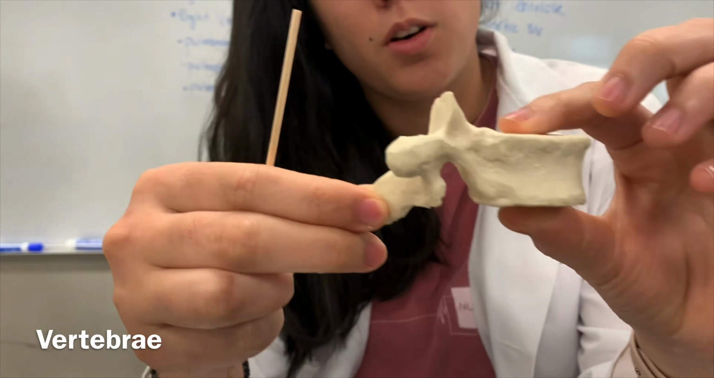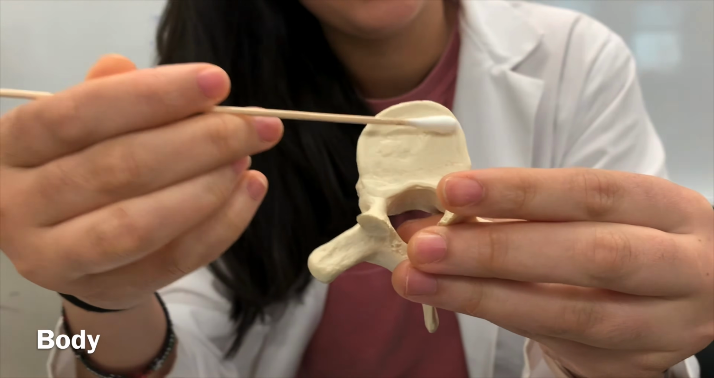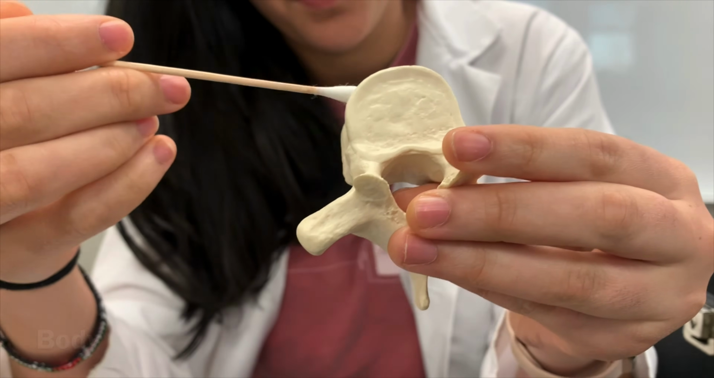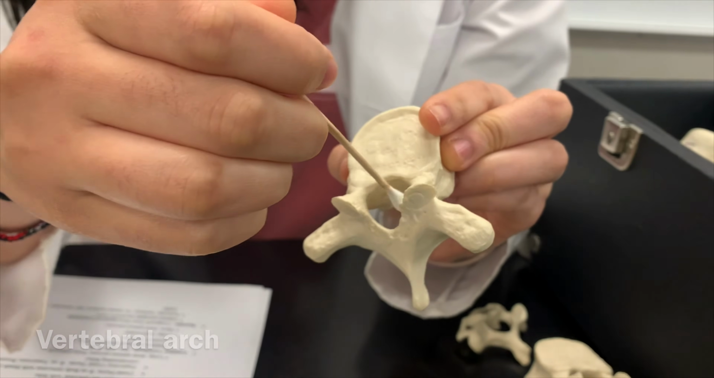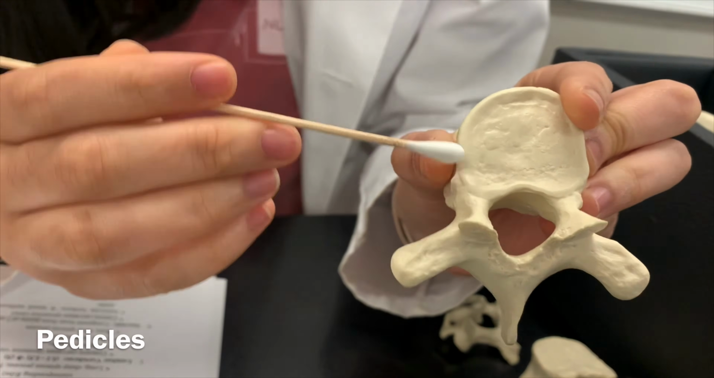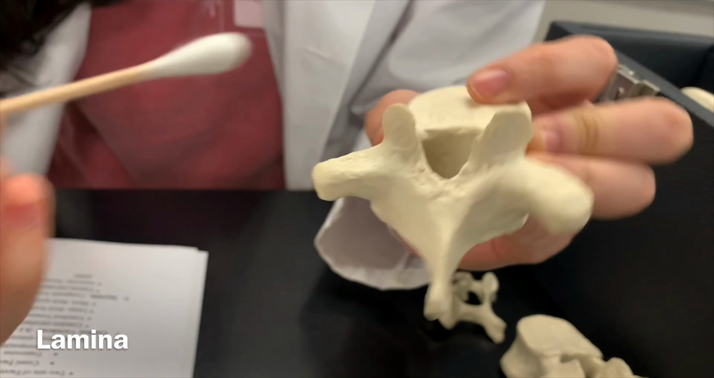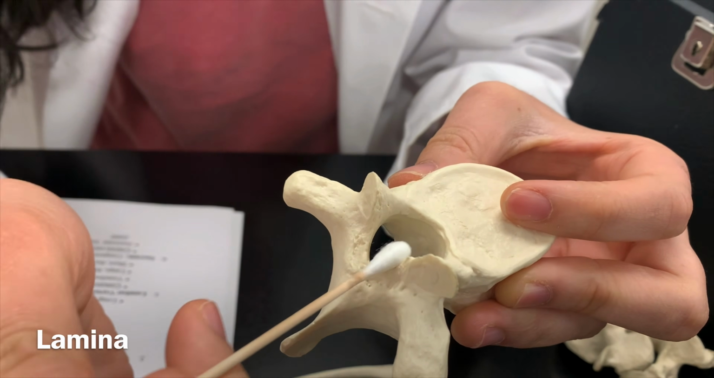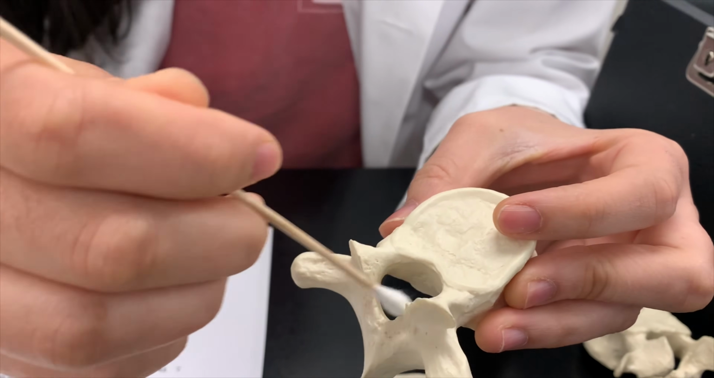So each individual bone is a vertebrae. This whole region right here is the body, the thickest part right here. You also have your vertebral arch, which is right here. This is made up of the pedicles and the lamina. So the pedicles are right here, extending right off from the body. And the lamina is going to be this part right here, further out. And together they make up what is called the vertebral arch right here.